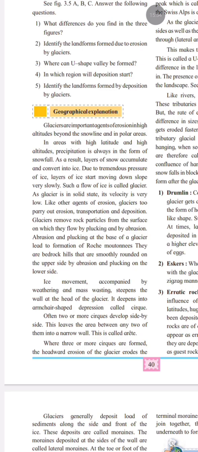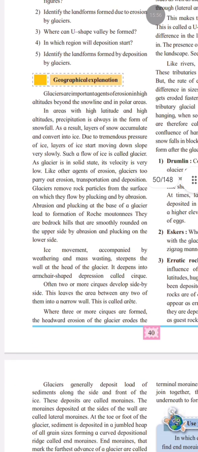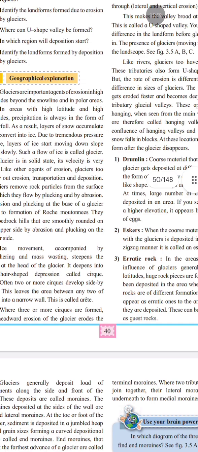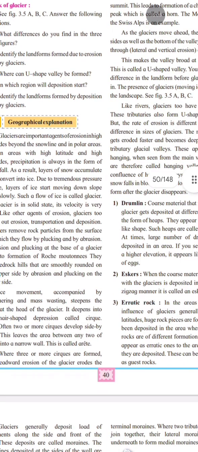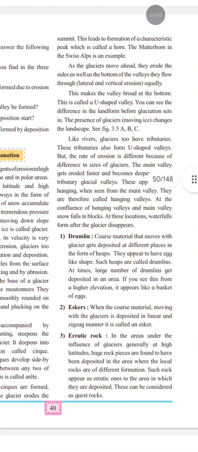Erosion by glacier: a glacier performs erosion, transportation, and deposition. They erode rocks mainly through two processes. First is plucking, and second is abrasion. Plucking removes pieces of rock from the bed. Abrasion occurs when the material carried by the glacier scratches and wears the bedrock.